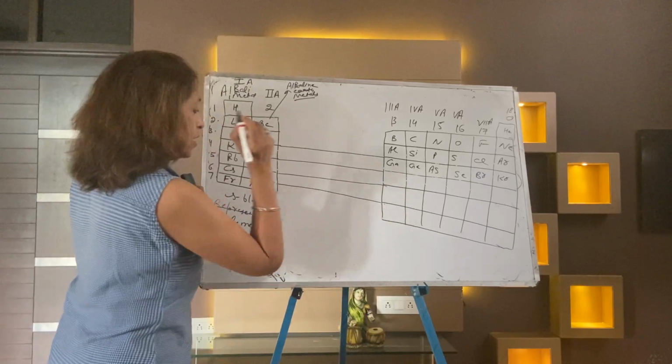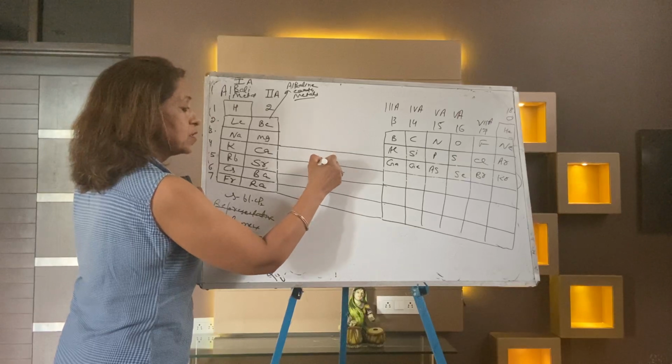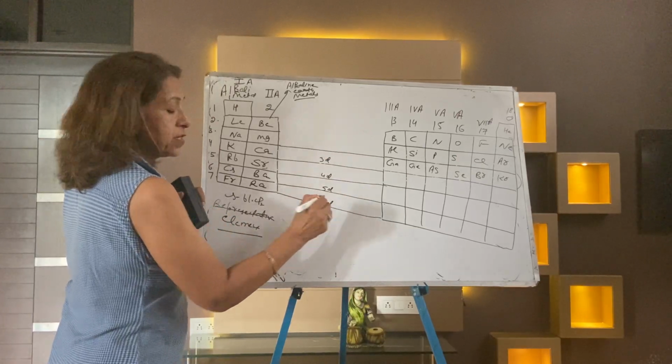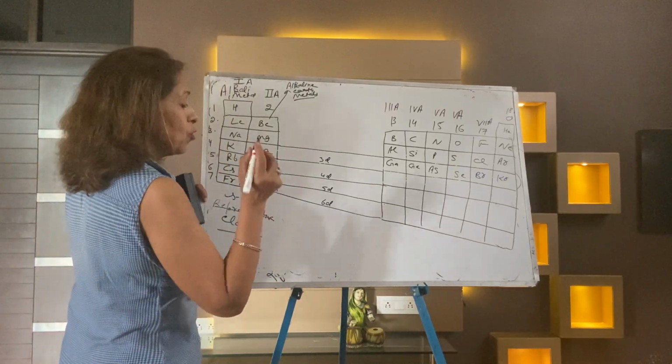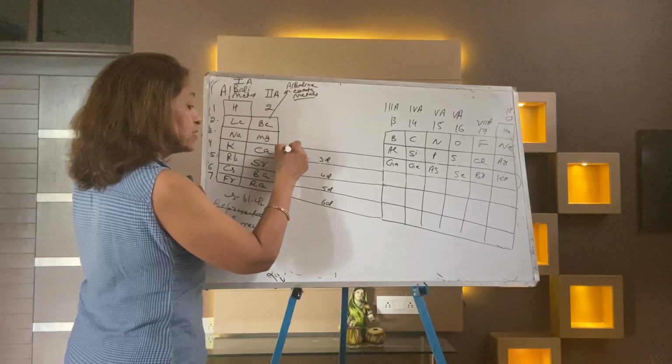Fourth period. Okay, so this is all your 3D series, 4D series, 5D series, and 6D series. Now what is this? This is your element. The first 10 elements lie here.